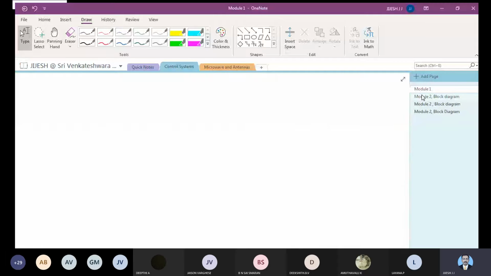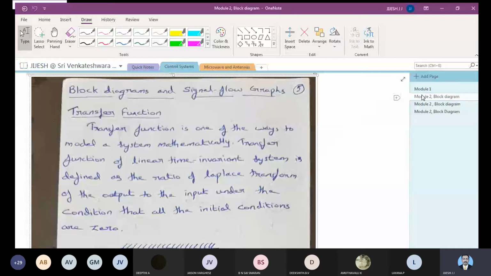Let me move on to module 2. All of you write down module 2: block diagram and signal flow graph. So this is the title for that module, block diagram and signal flow graph.